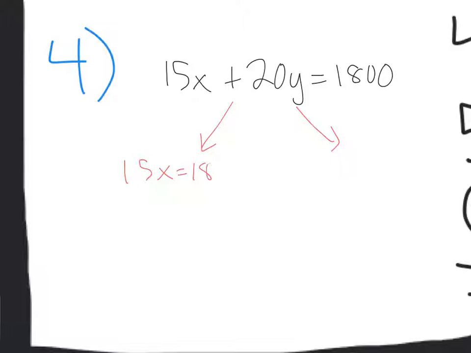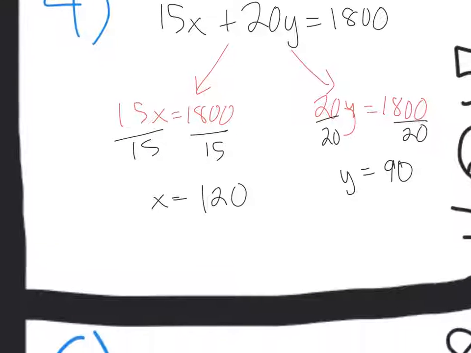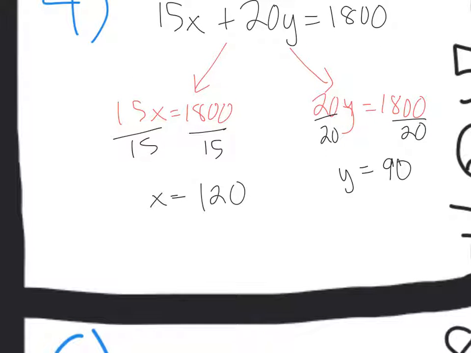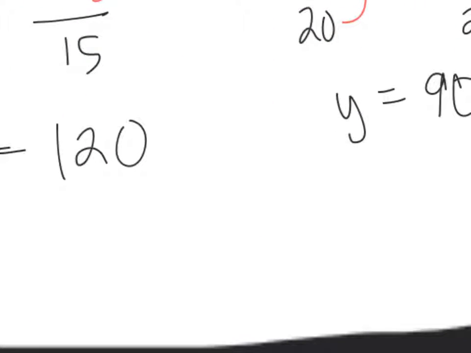15x equals 1,800 and 20y equals 1,800. Alright, solving this out, divide by 15, divide by 15. X equals 120. You can use a calculator for that if you have to. And this one over here, when I divide by 20, y equals 90. Perfect. We've got our x-intercept and our y-intercept. Let's go ahead and graph it on an xy coordinate plane. Let me draw that really quick.